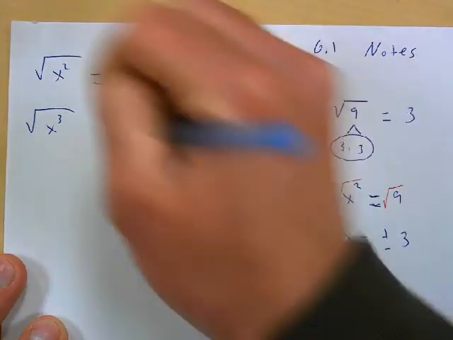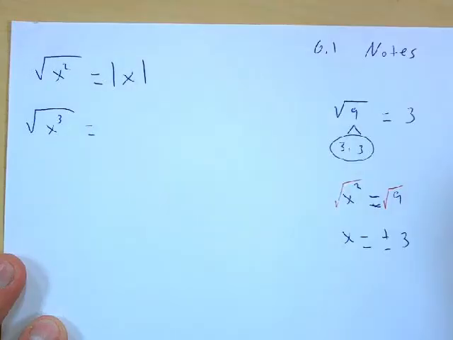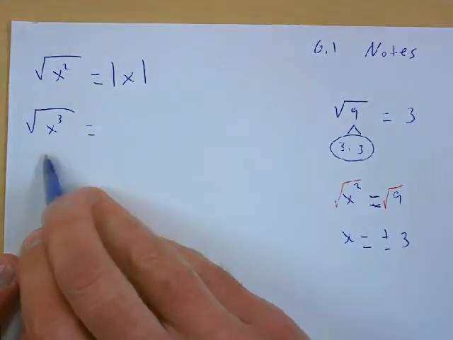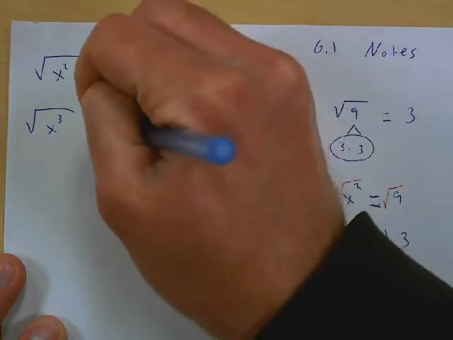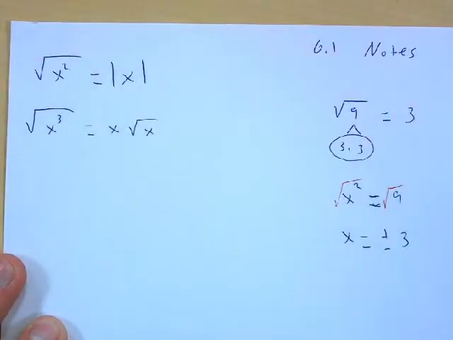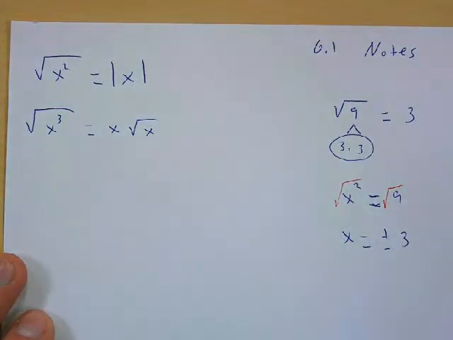Okay, well then what's my answer going to be here? We'll see, if I factor this, I can get x times x times x. So I would have a pair, so I can take out an x, and I'd have one left over inside the radical. So that's my answer. Do I need any absolute value bars here?